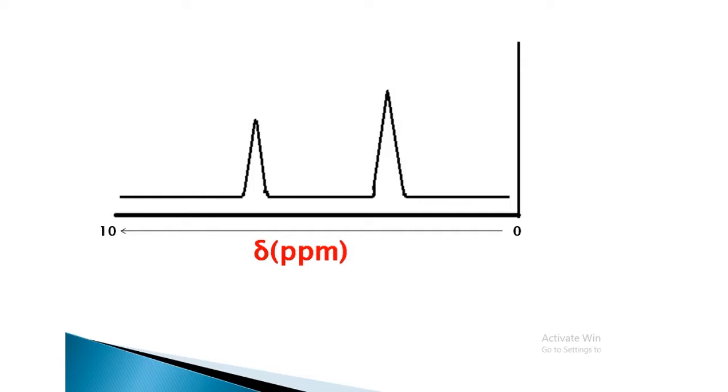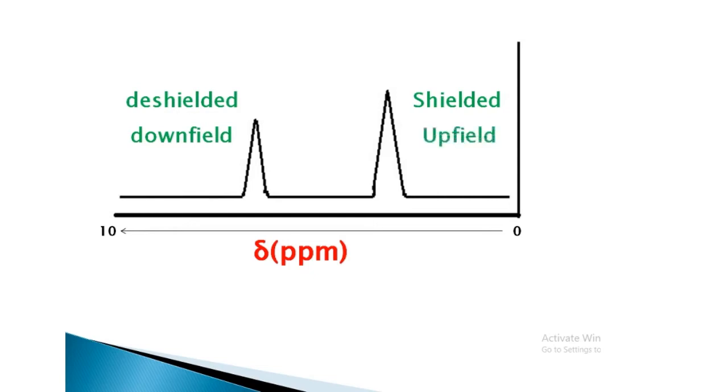The farther away from 0 or closer to 10 you are, the more de-shielded you are. You are also more downfield, and closer to 0, you are more shielded, or in other words, more upfield. There is actually a peak right here at 0, and this is due to a specific molecule called TMS. We are going to see that TMS is our reference molecule whenever we do an HNMR.